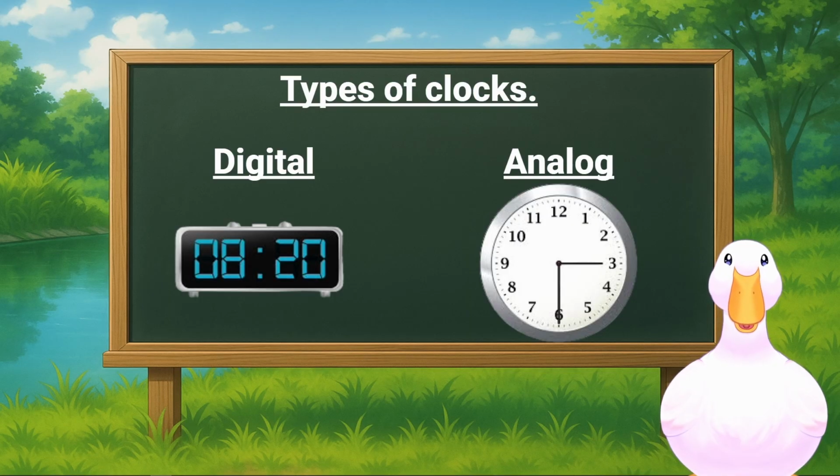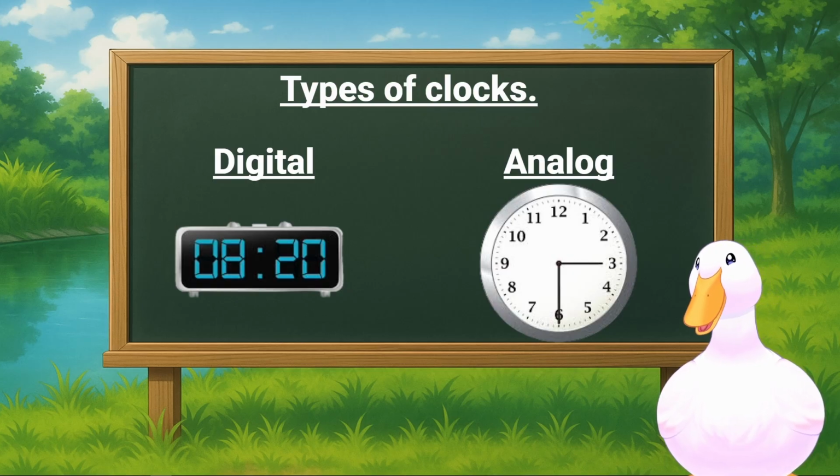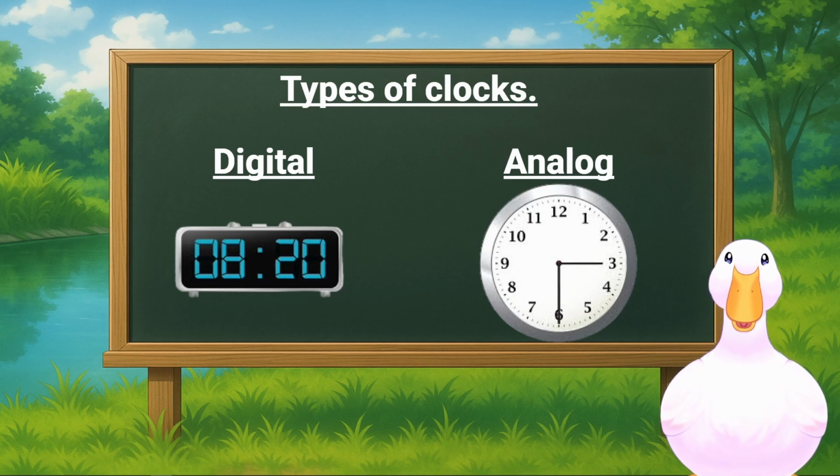And there are two main types of clocks we use to read the time. There are digital clocks, which show the numbers on a digital face, and then analog clocks, which have hands that move all around the circle to point at which time it is.